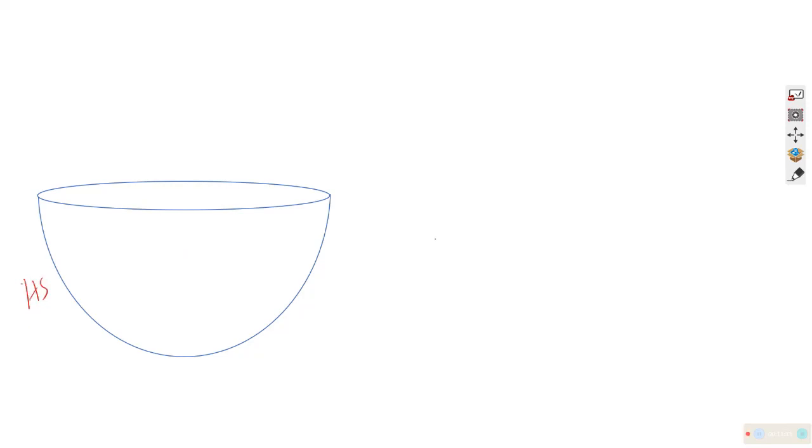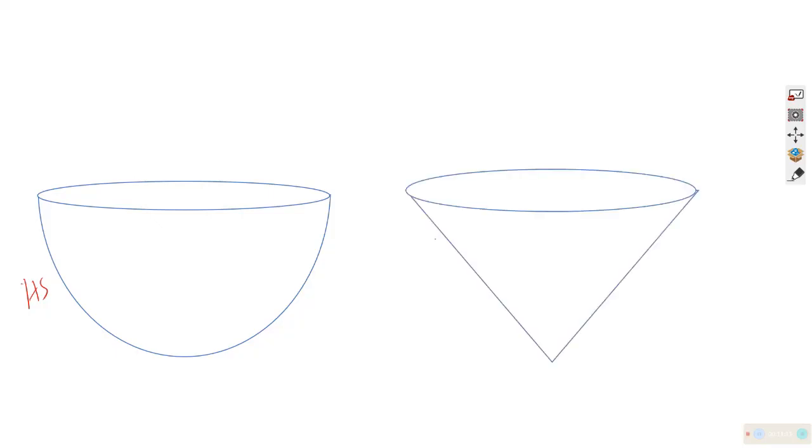The other one will do the work of filling water. What I will do is take a cone of the same size, with the same radius. This radius and this radius are the same. This height is also the same as the radius. Actually, this is a height otherwise, but in the case of a sphere it will be the radius again.